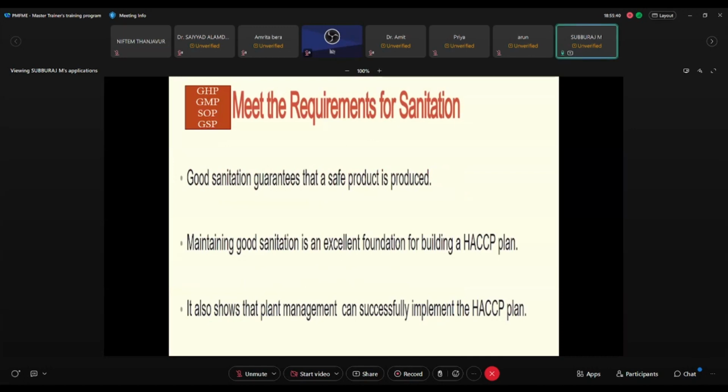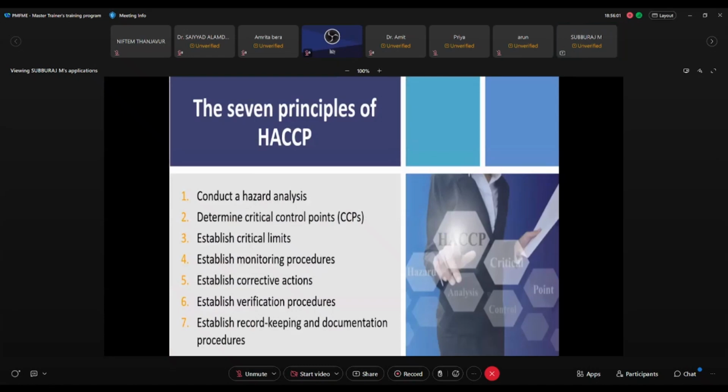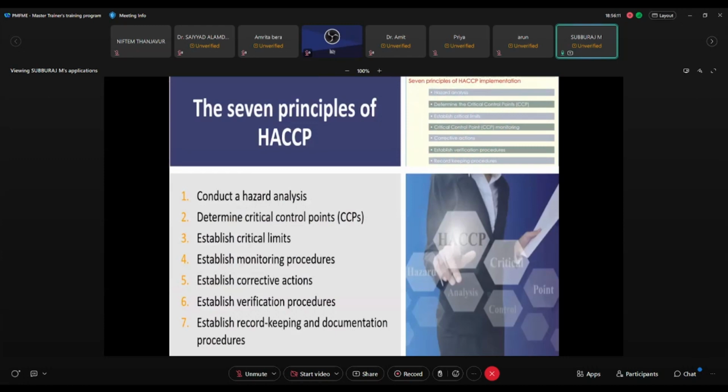Okay. So finally, good sanitation: GSP, GMP, standard operating procedures and good sanitation practices. All of these you have to include in the HACCP plan and try to implement. So these are the 5 important steps which are required before going to implement the HACCP program. Once all of these are completed, then we go for the implementation steps.